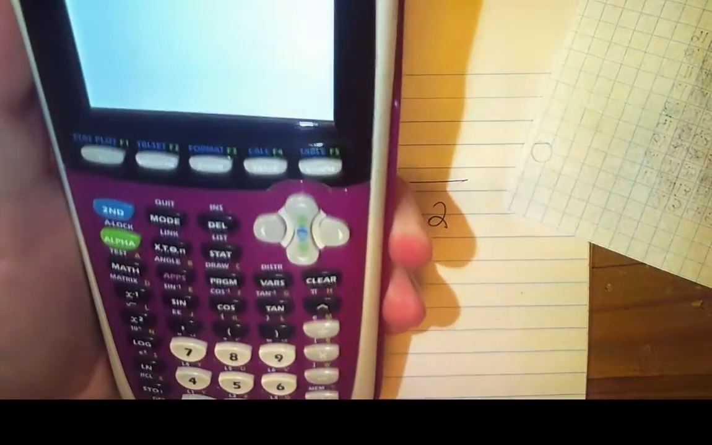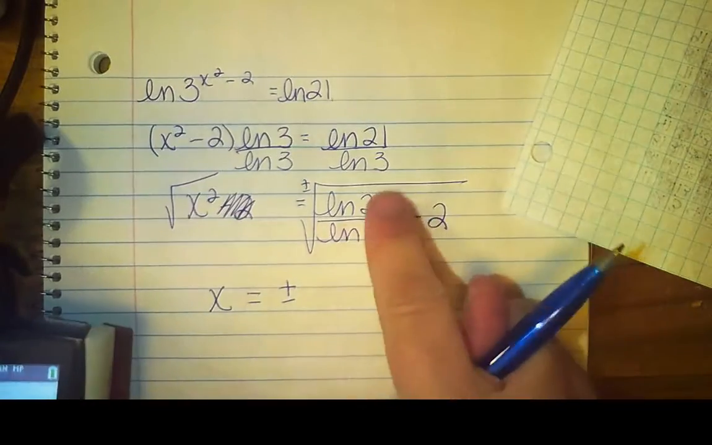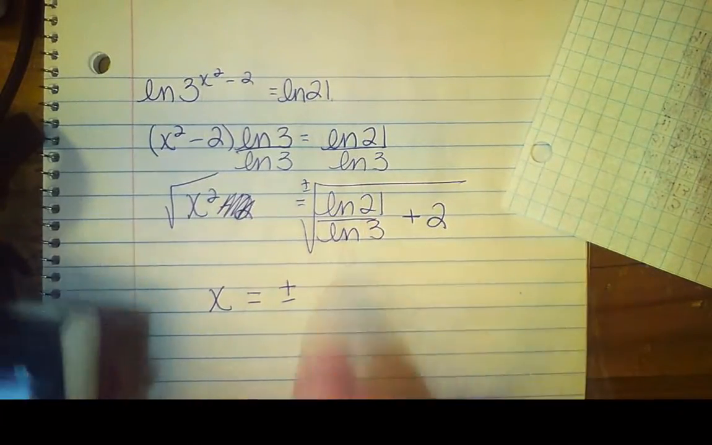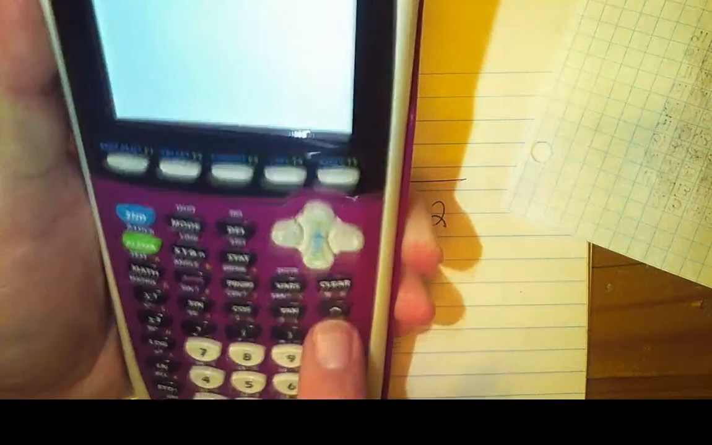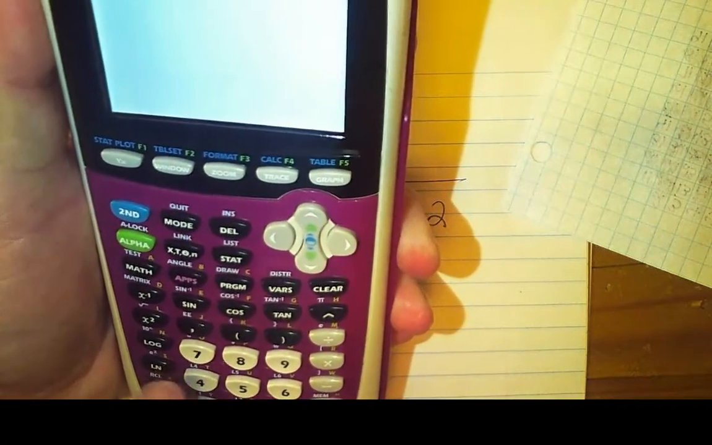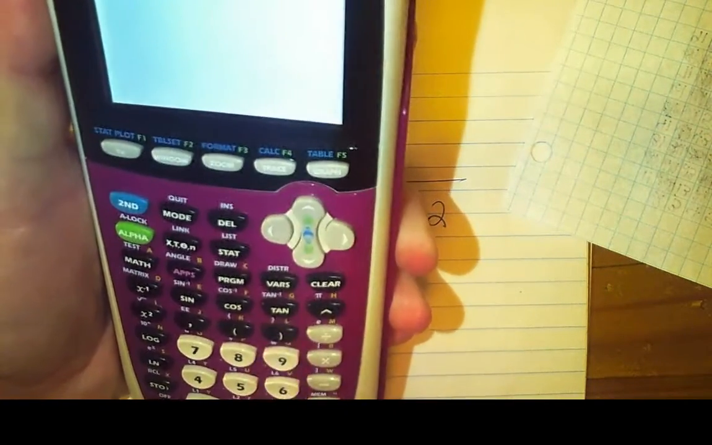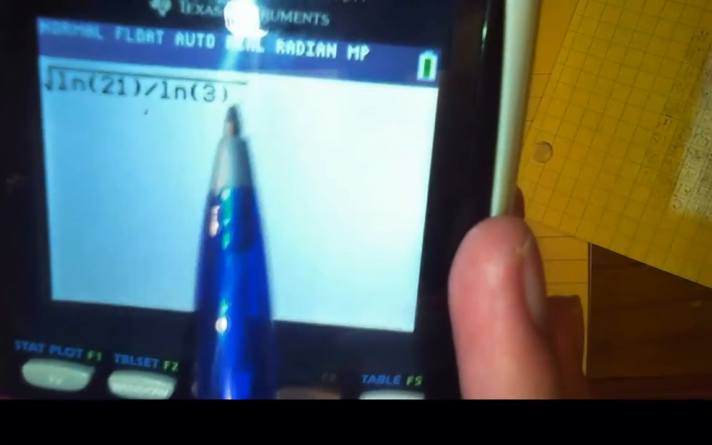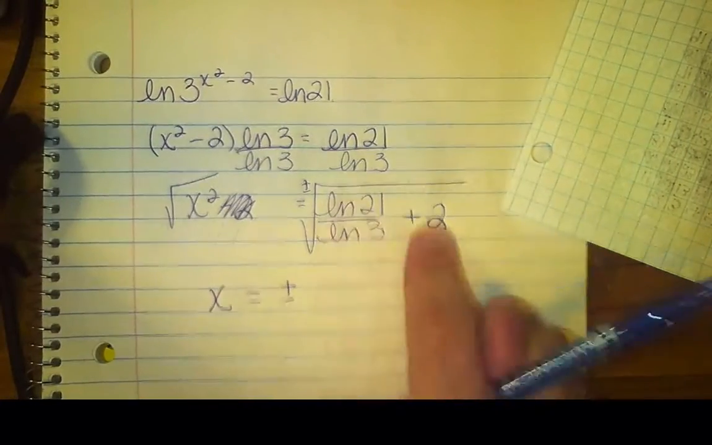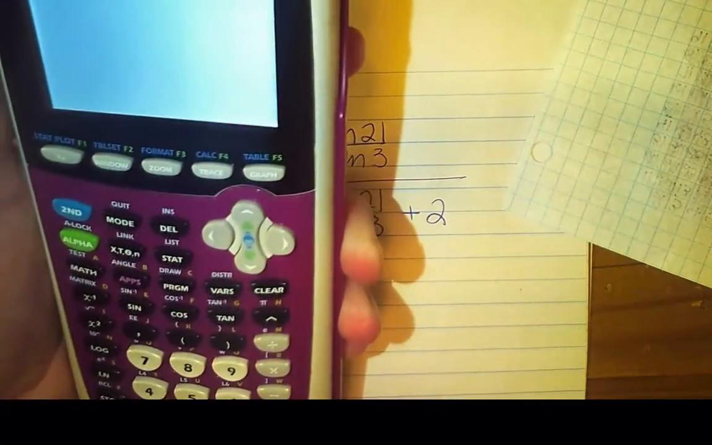So the square root of what? The square root of this divided by this. So it's going to be the natural log of 21 divided by the natural log of 3. Make sure you close both of those arguments. Okay? And then what do I do once I find that answer? I add 2 to it.